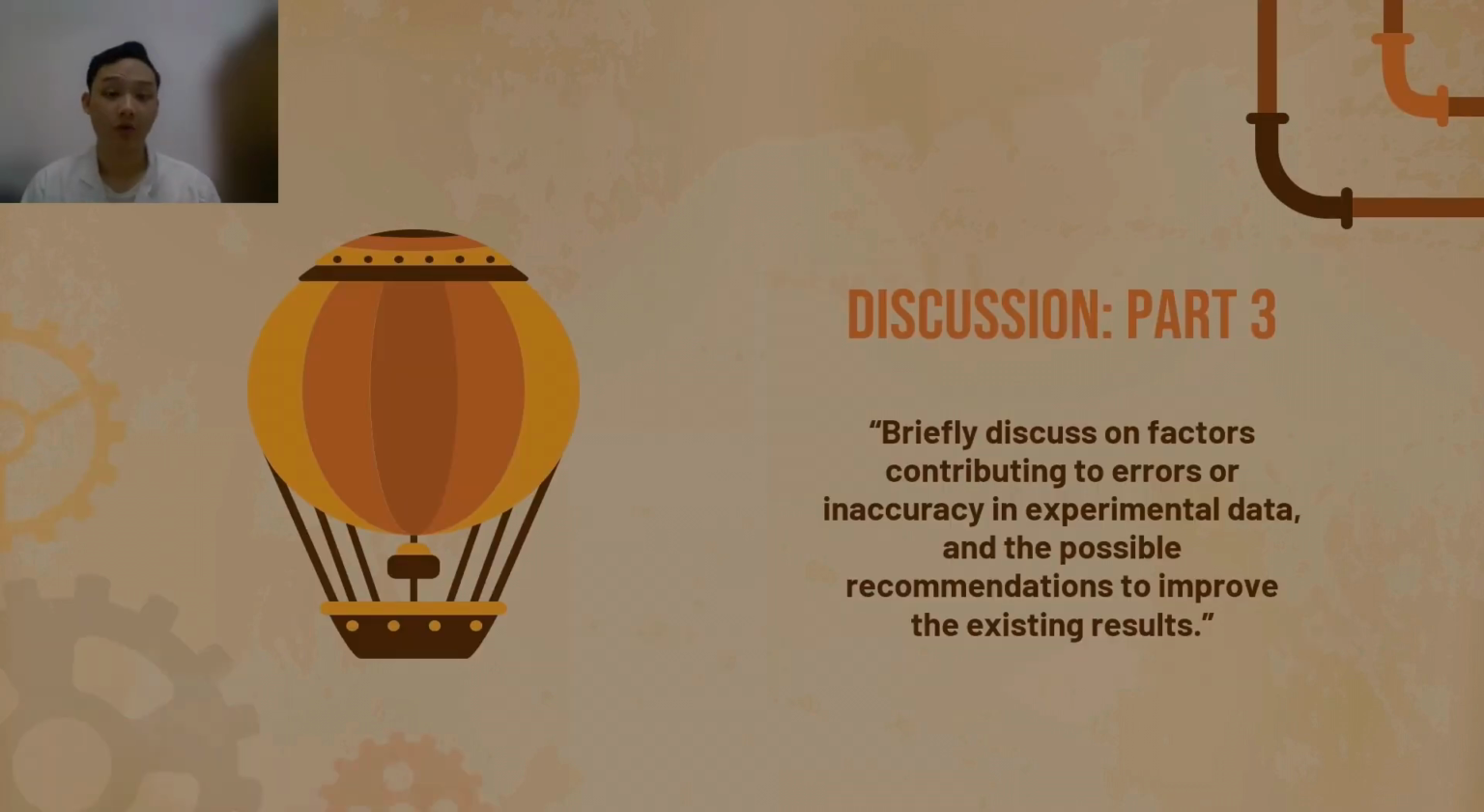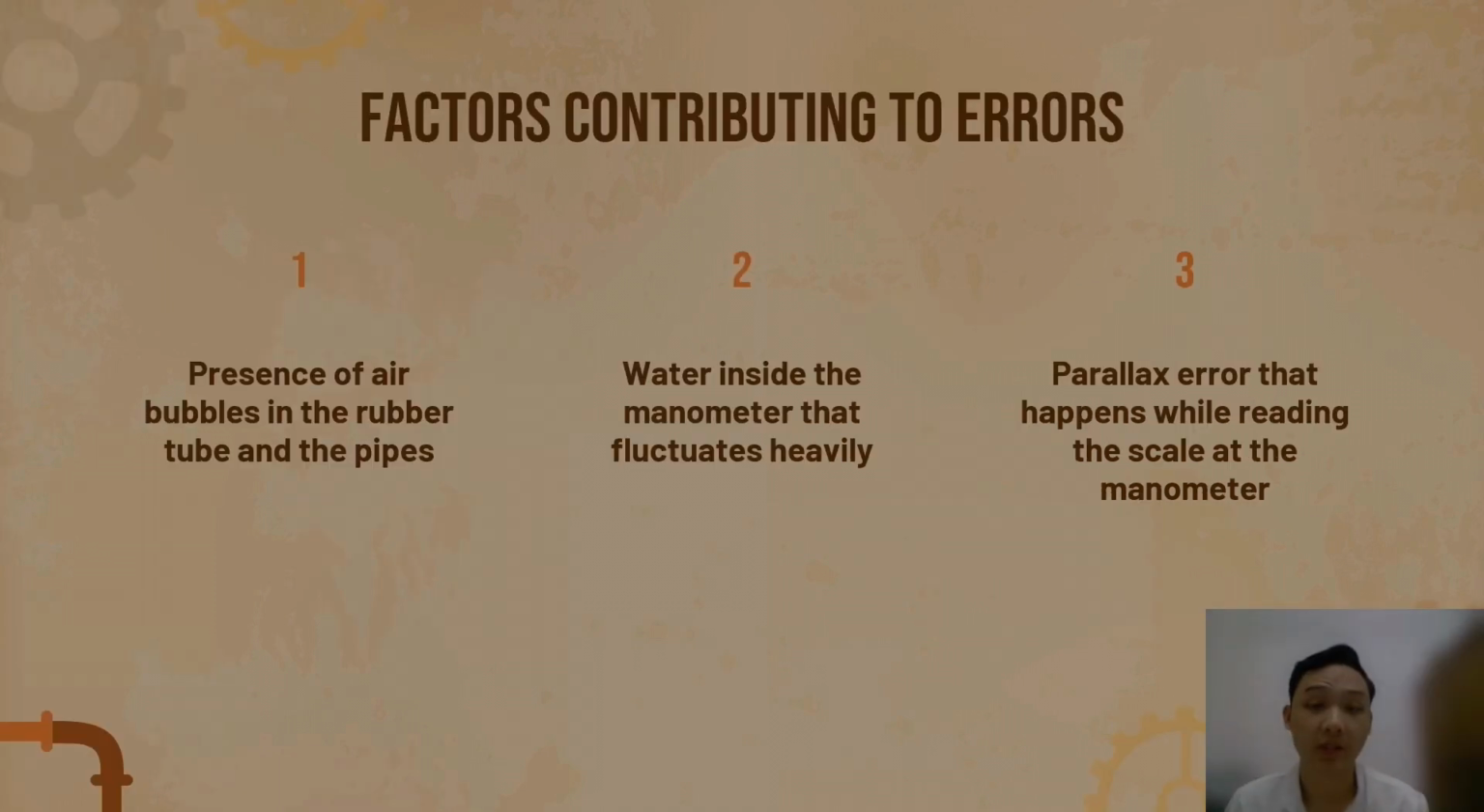And for our last part of the discussion, we'll briefly discuss factors contributing to errors or inaccuracy in our experimental data and possible recommendations to improve the existing results. There will be 3 factors. The first is the presence of air bubbles in the rubber tube and the pipes. When we were conducting the experiment, there were several times that there was a presence of air bubbles.